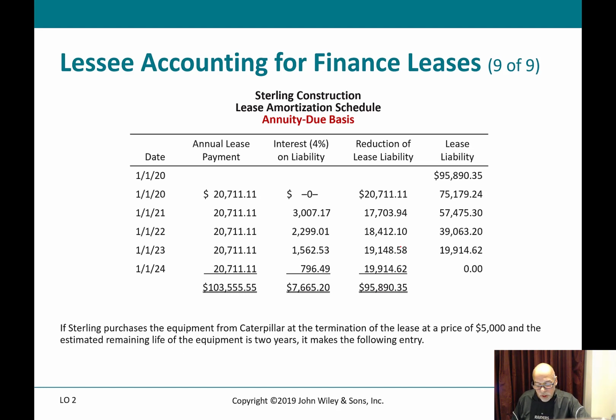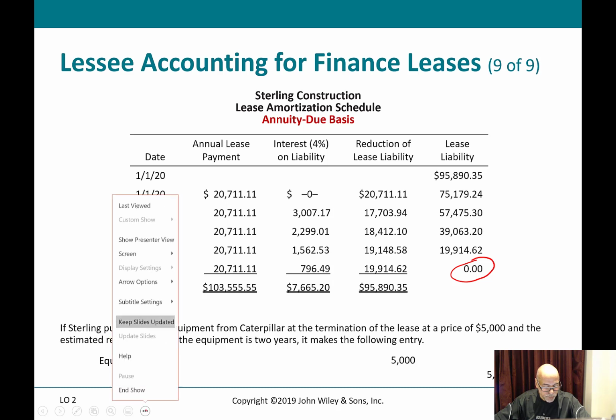Okay, good. Now, assuming that they decided to go ahead and buy that property at the end because they had completely amortized that lease liability down to zero, because remember, the $5,000 was not included in the calculation of the present value. But if they said, hey, we're going to go ahead and buy this thing, then it's very simple. You debit the equipment for the $5,000 and you credit the cash, assuming that's what they were able to purchase it for at that point in time.